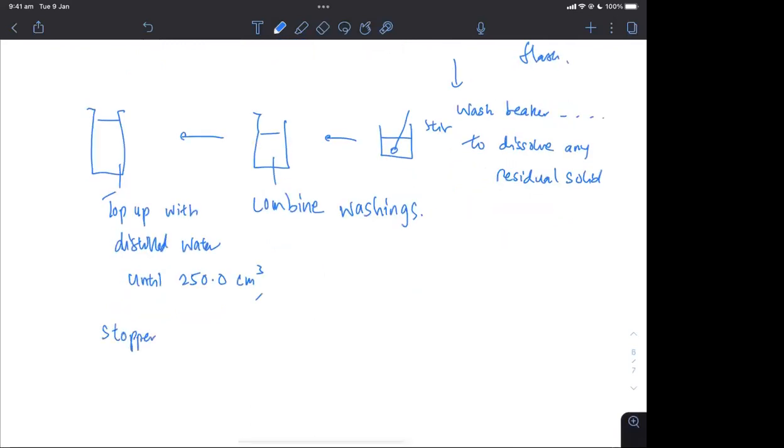After you stopper, you need to mix, shake, so that we get a uniform concentration. Just like when you make a syrup solution, you want the concentration to be the same throughout and not just concentrated at the bottom with just water on top.